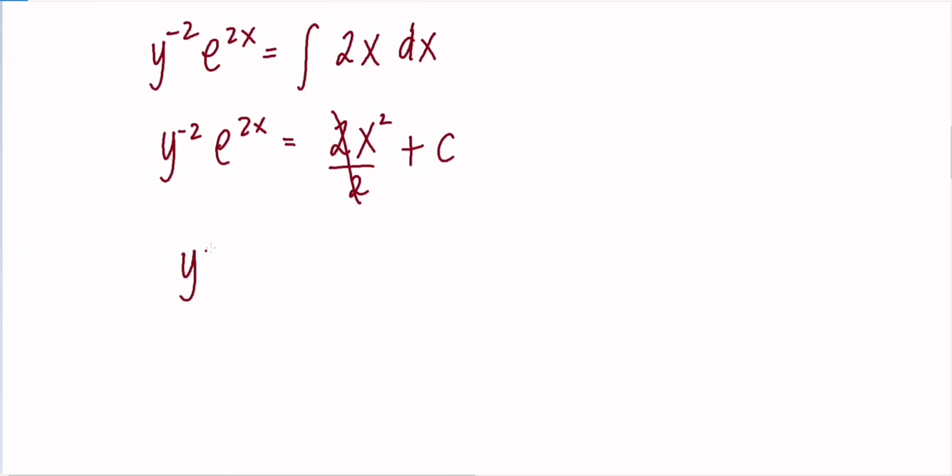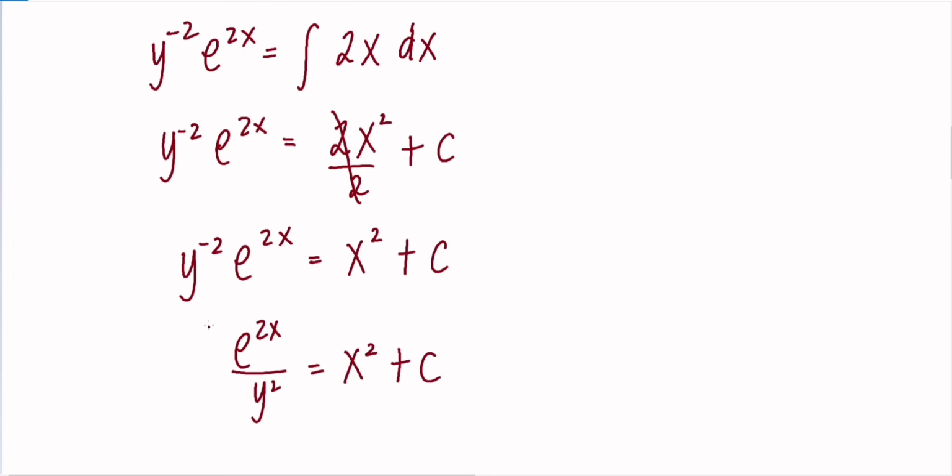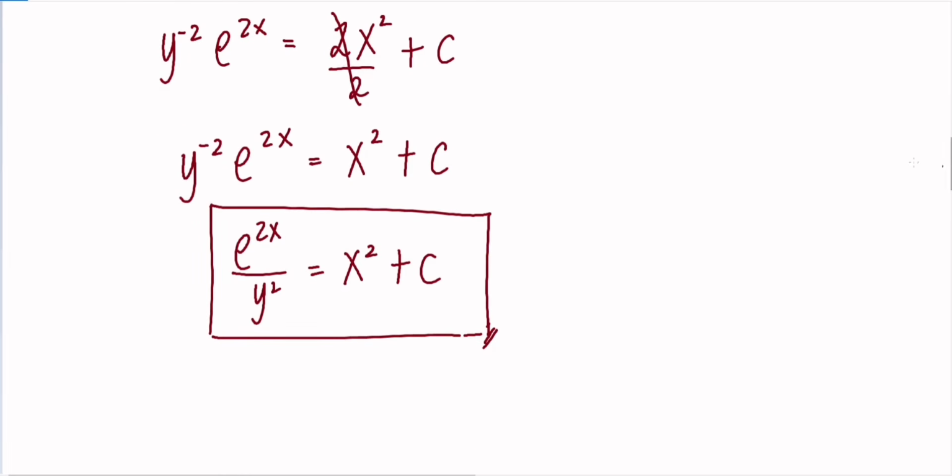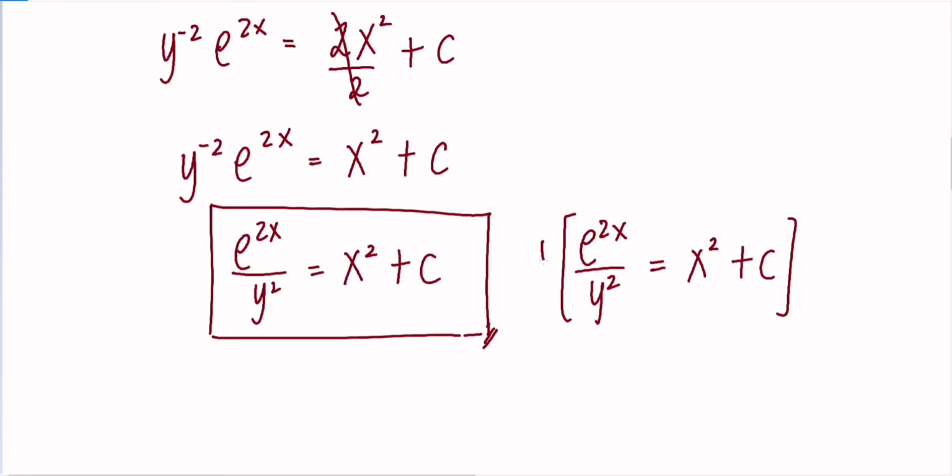Ang sagot natin is y raised to negative 2 e raised to 2x equals x squared plus c. So again, wala tayong negative exponent dapat. So magiging e raised to 2x over y raised to 2 equals x squared plus c. So ito guys, accepted na yan as answer. But if you want to get rid of the denominator y squared, you can. So ang gagawin natin is e raised to 2x over y squared equals x squared plus c. So multiply lang natin to all by y squared. Ayan. So, dito canceled siya.